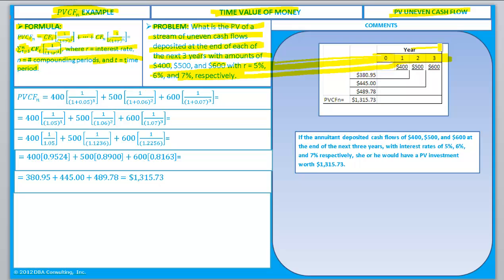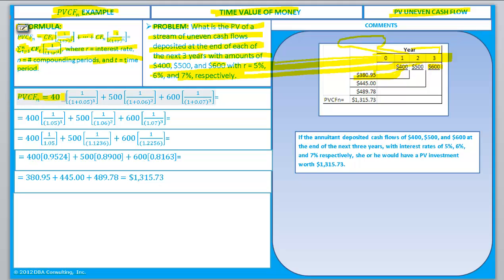So this graph kind of illustrates what I'm talking about. Year 1, year 2, and year 3 with cash flows 400, 500, and 600. And what we're going to do is discount these back to the present. So for us to do this, we just use our formula.